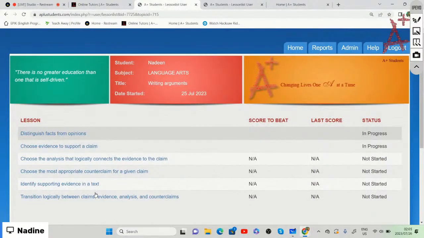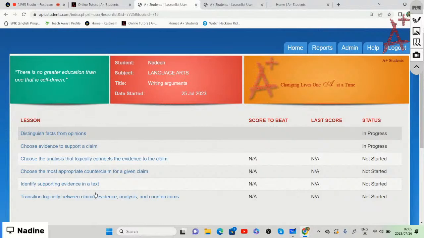So the chapter is writing arguments, and there are a few lessons that we are going to be focusing on: distinguish facts from opinions, choose evidence to support a claim, choose the analysis that logically connects the evidence to the claim. We're going to be choosing the most appropriate counterclaim for a given claim, identify supporting evidence within a text, and then, depending on whether we still have time, we will do transition logically between claims, evidence, analysis, and counterclaims.